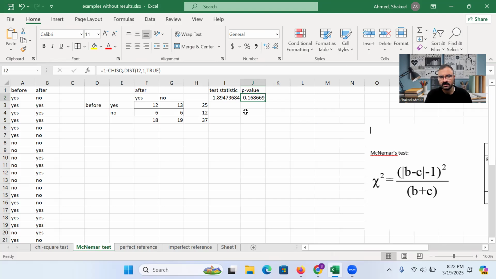It means the responses are the same for pre and post observations. So this is just about McNemar's test, which is used when we have qualitative variables that are measured before and after a certain time point.